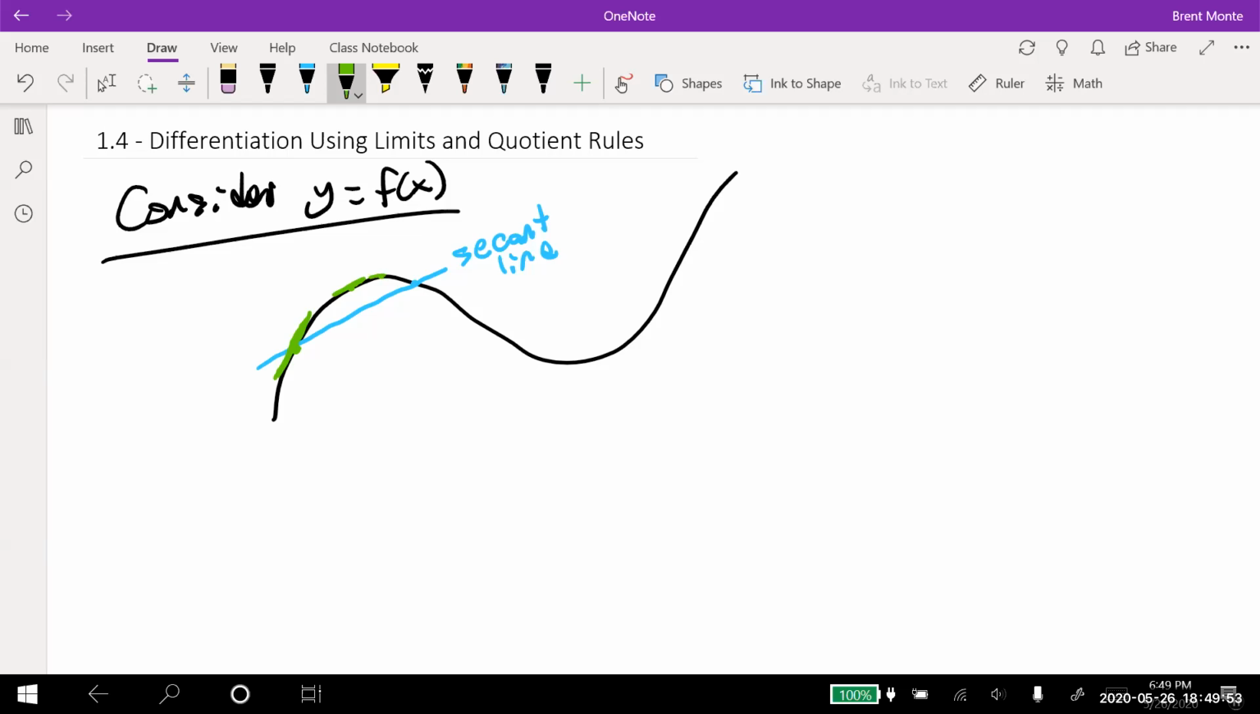Notice right here, the tangent line's flat. Down here, the tangent line's going to look something like this. Over here, it's going to be flat again. Over here, it's going to be cruising like this. So these green ones are all tangent lines.